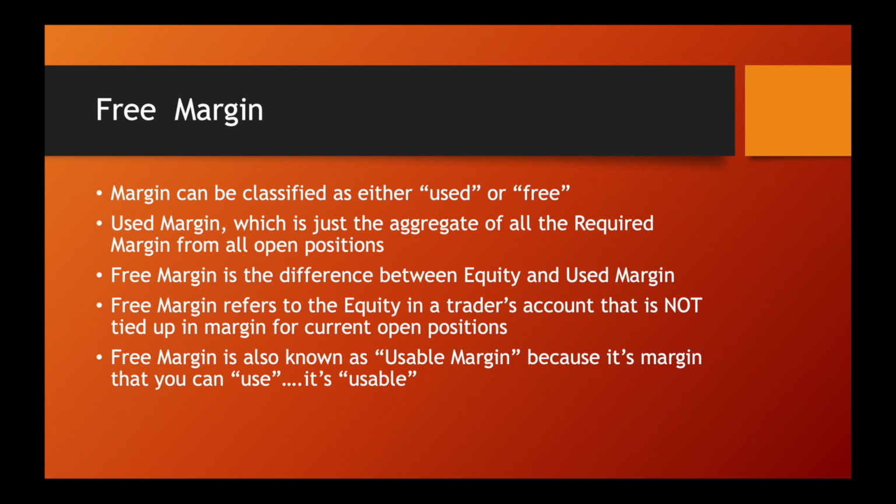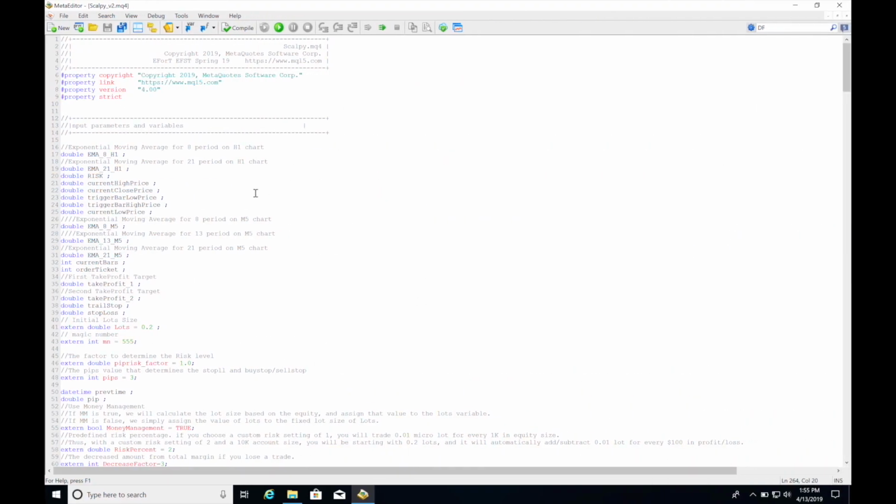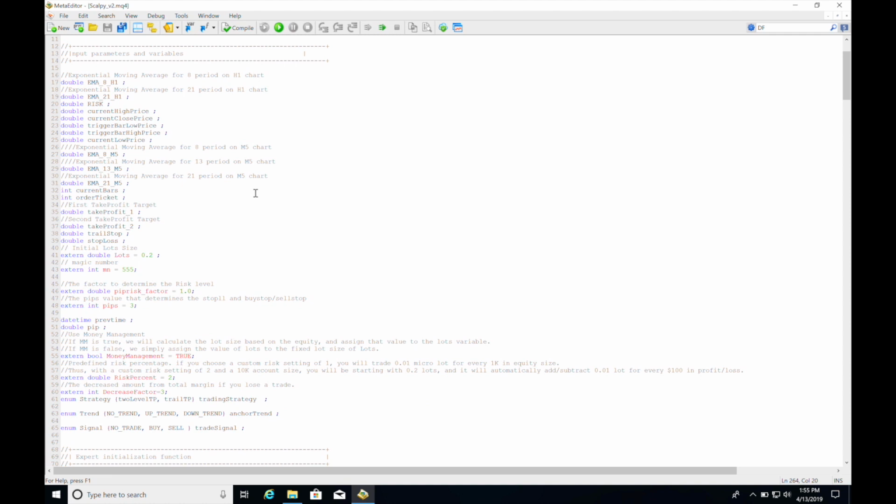So now we'll go to the code review, and at the same time we'll look at the sequence diagram to see what's going on. So to begin with, I would like to go over the instance variables or parameters that we use. So for the anchor trade, to set the actual trend, we're going to use the H1 periods at 8 and 21.